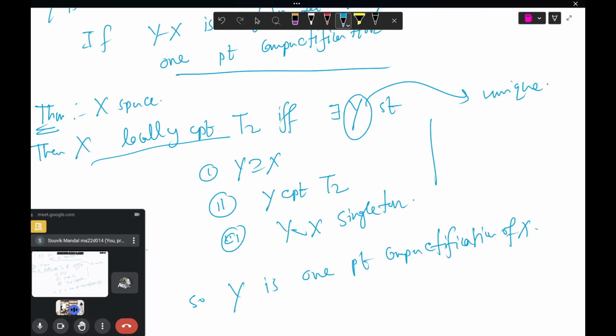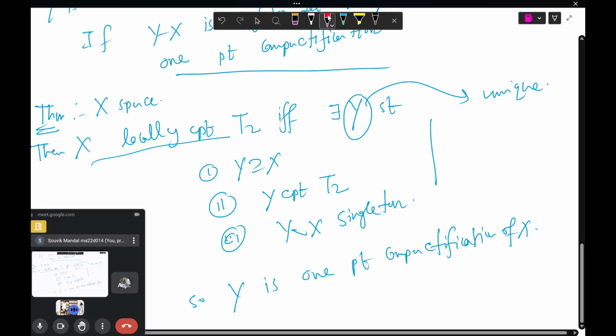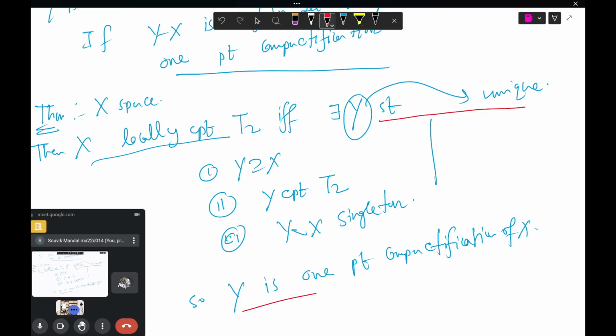So this is the theorem: X is a space, then X is locally compact Hausdorff if and only if there exists a Y such that X is contained in Y as a subspace. Secondly, Y is compact Hausdorff. Thirdly, Y minus X is a singleton. And this theorem also tells that such a Y is unique, and this Y is the one-point compactification of X by the definition. Okay, so this is a theorem.